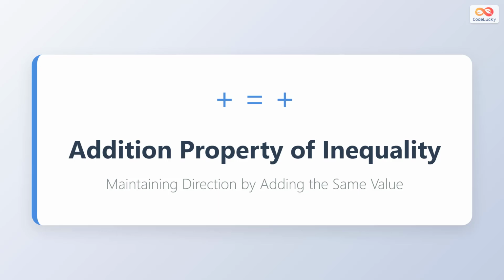Today, we are exploring the addition property of inequality. Specifically, we will focus on how adding the same value to both sides of an inequality maintains the direction of the inequality sign. This is a fundamental concept for solving algebraic problems.